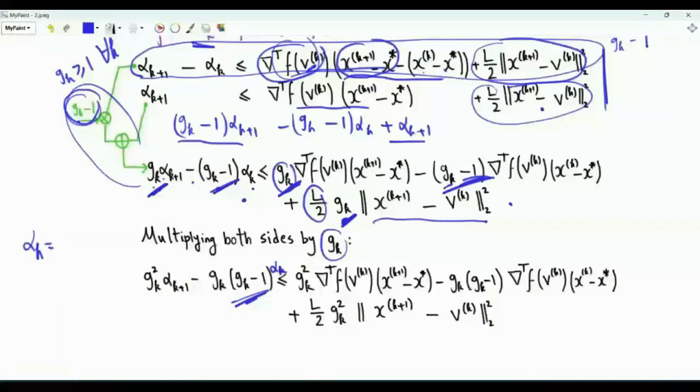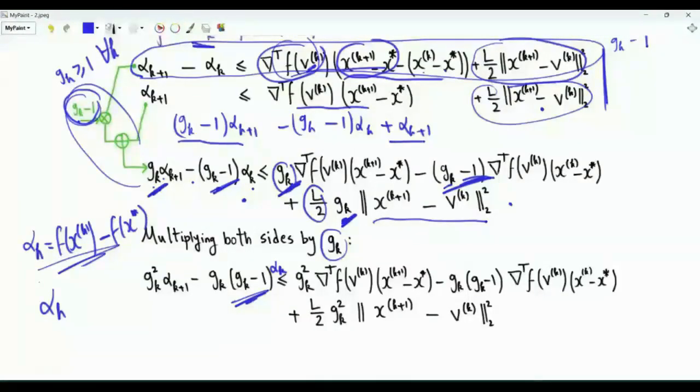Recall that alpha k is the discrepancy between the value of the function after k steps or k iterations and the minimum. It is this quantity that we need to show is upper bounded by some positive constant divided by something like k squared.